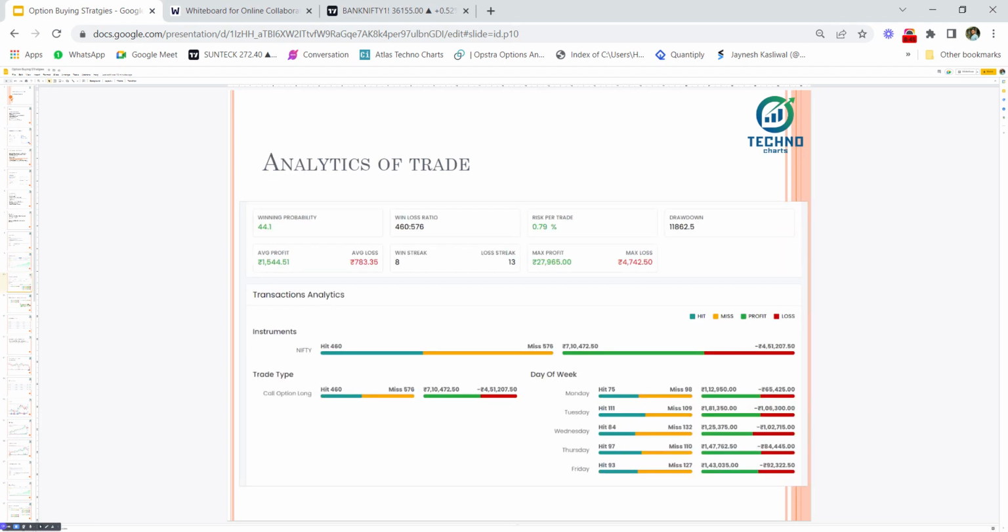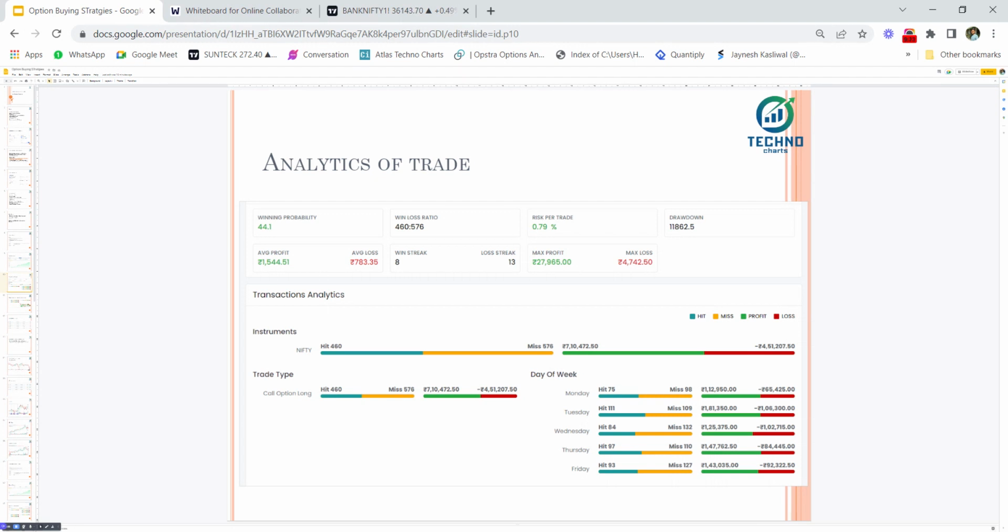So this is the analytics of the trade, where we have a winning probability of 44% and a win loss ratio, where we have won around 460 trades, and we have lost around 576 trades till now. But if you see, the risk to reward ratio is 1:2. So even with a 50% win ratio, we are still able to be profitable in this strategy. Right now, risk per trade is only 0.79%, and the drawdown that we faced was around 50%. Right, so around 12,000 is the maximum drawdown, that is from equity curve high.